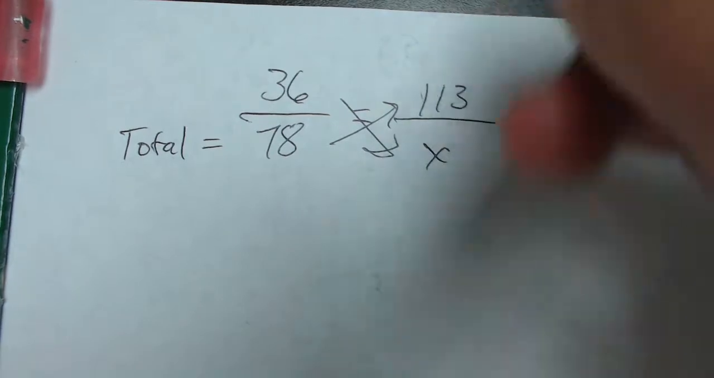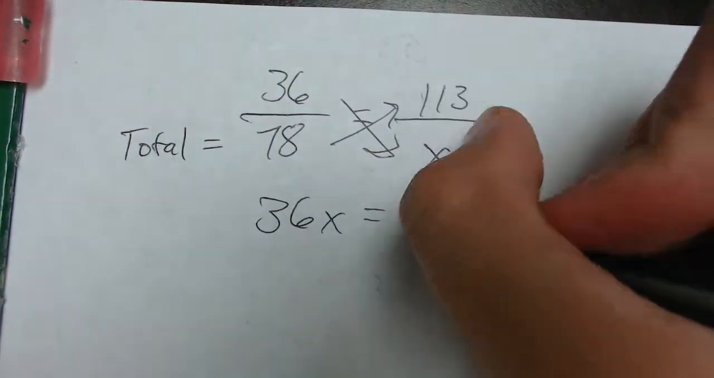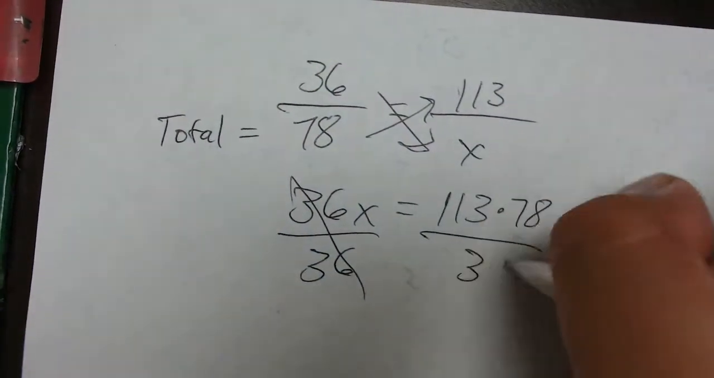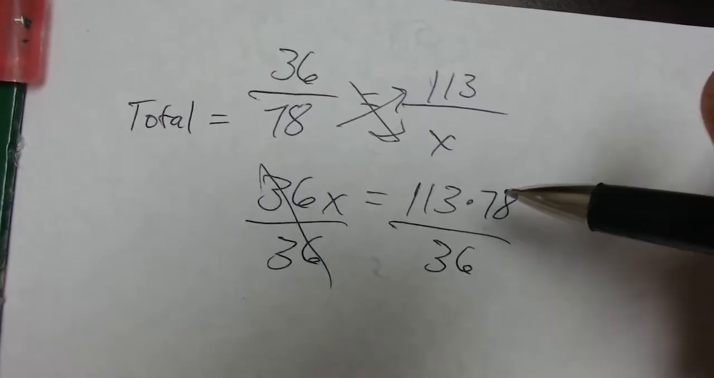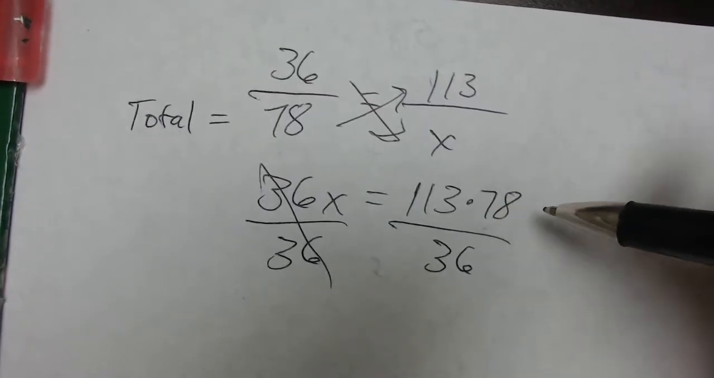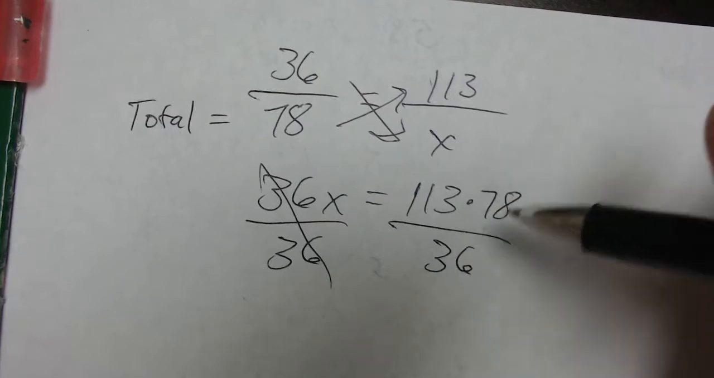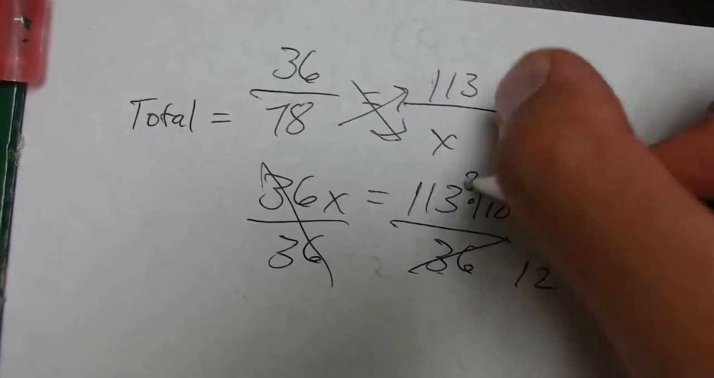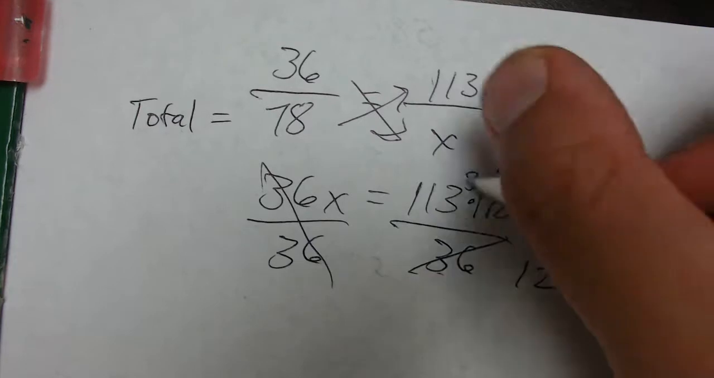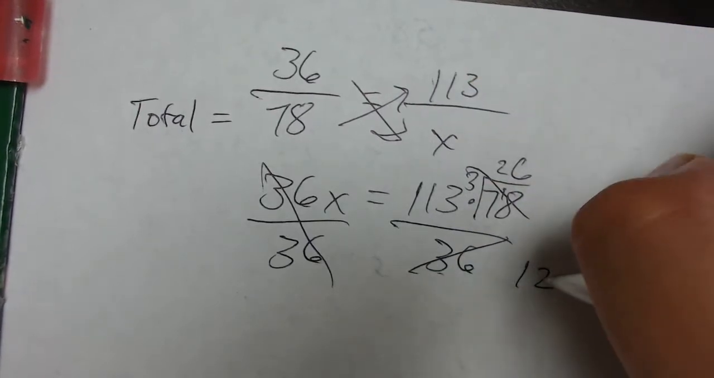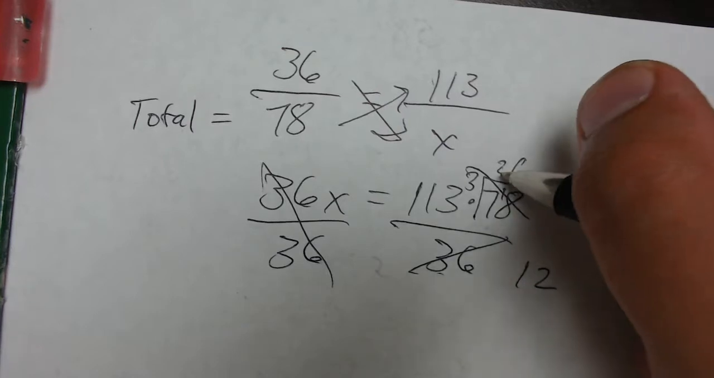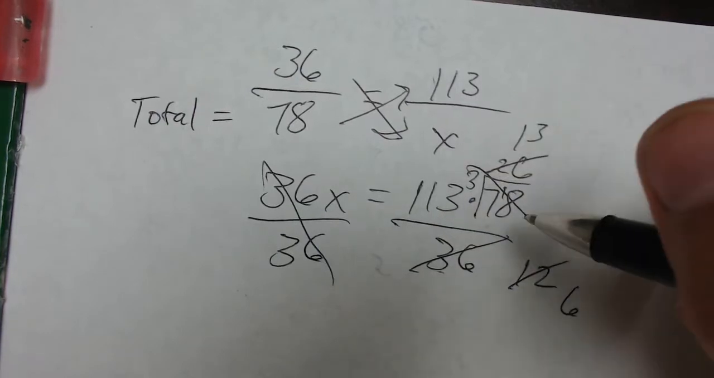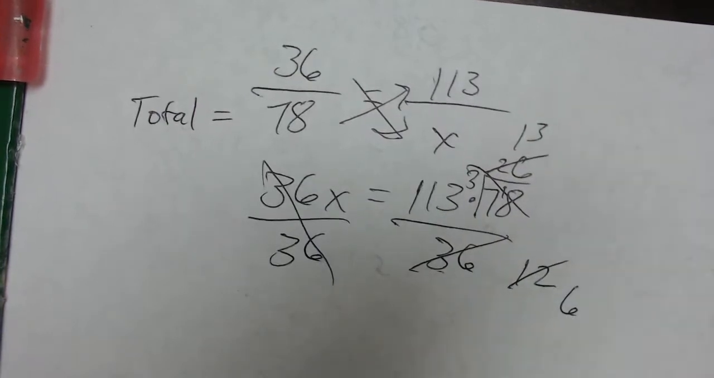We cross multiply to solve. We get 36x equals 113 times 78. Divide each side by 36. By divisibility rules, I know that 78 is divisible by 3 because 8 plus 7 is 15, and 15 is divisible by 3, so 3 can go into both of these. 3 goes into 36 exactly 12 times. 3 goes into 78 26 times. So we've got 12 over 26. This will be divided by 2 to become 6, and this divides by 2 to become 13. So I've got 113 times 13 over 6, and I think that's all we're going to get out of it.